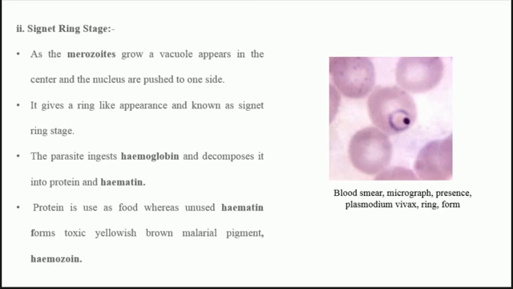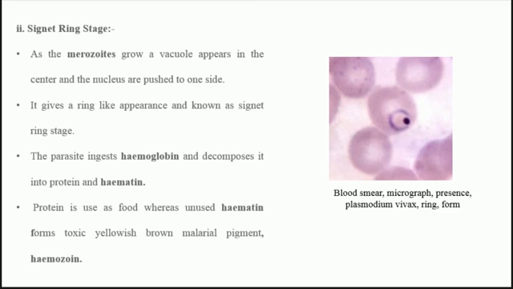Now this particular stage is called the signet ring stage. Why is it called a signet ring stage? Because as the sporozoite grows, a vacuole appears at the center, and because of this, the nucleus is pushed towards one side. Because it is pushed towards one side, it looks like a signet ring. It gives a ring-like appearance, as you can see in the diagram.